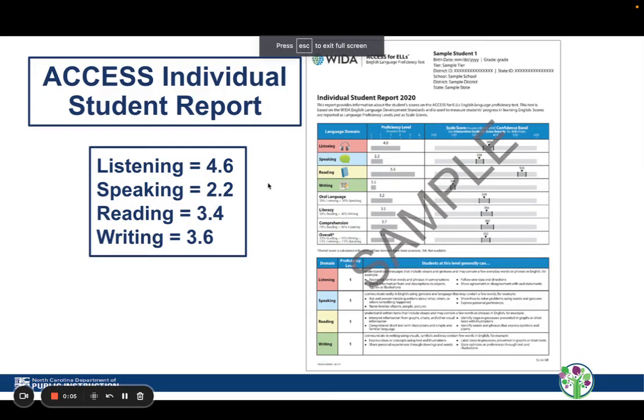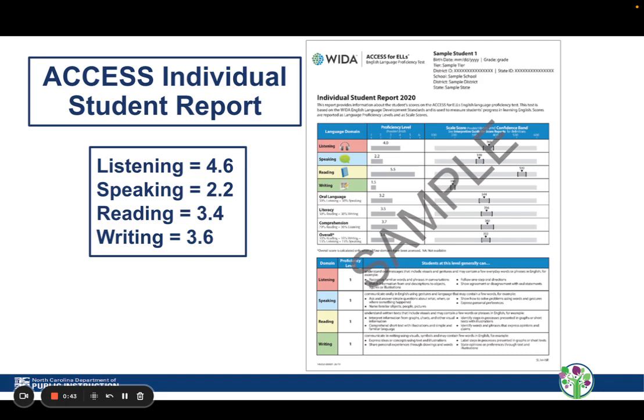Okay, so we first want to start by looking at an individual student report with ACCESS scores. Many of you will already be very familiar with this. If you take a look at the scores in the box on the left, remembering that ACCESS represents a continuum of scores from a level 1 for a non-speaker all the way to level 6 with fully developed English proficient skills.